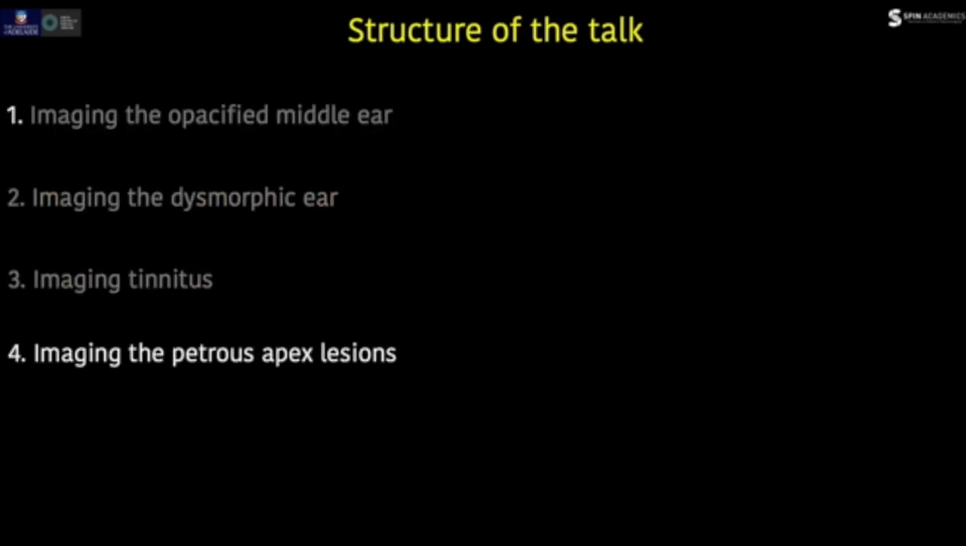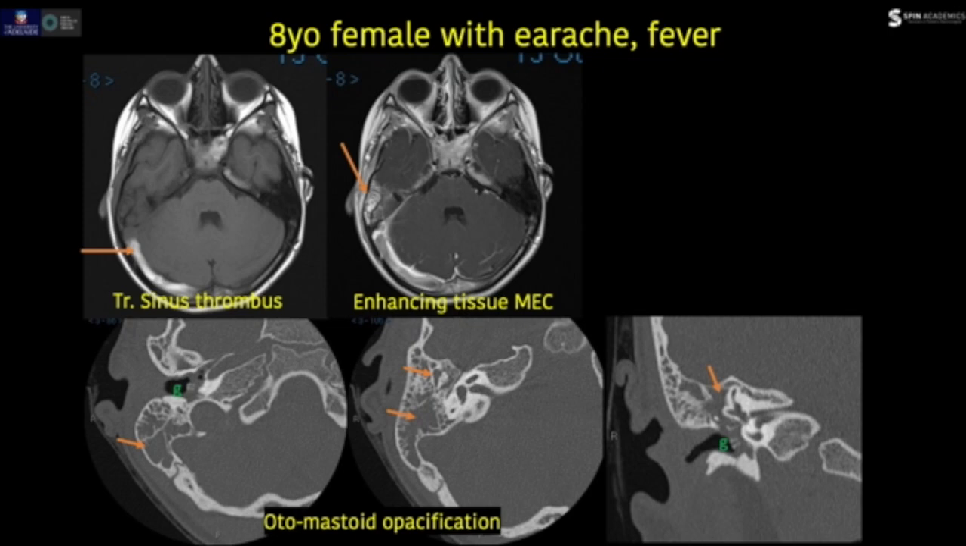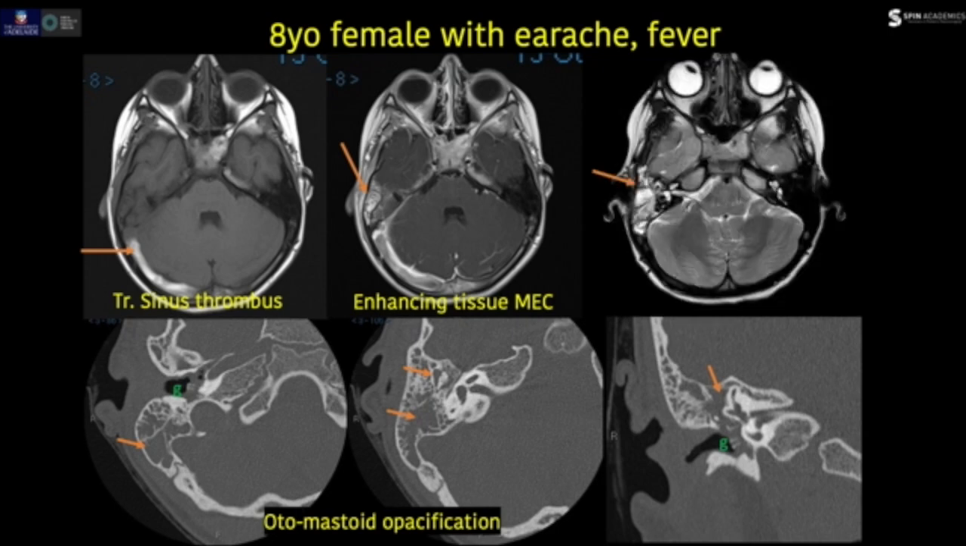Moving on to imaging the petrous apex lesions, we come to an 8-year-old female with earache and fever. An MRI demonstrates a right transverse sinus thrombus. Apart from enhancement in relation to the middle ear cavity and mastoid, a CT scan performed demonstrates grommet in the tympanic membrane plus opacification of the middle ear cavity and the mastoid. An MRI performed 3 days later, because the patient is not responding as expected, demonstrates those changes in relation to the middle ear cavity and mastoid.